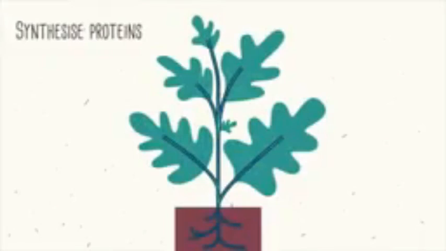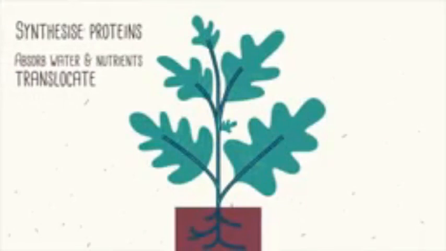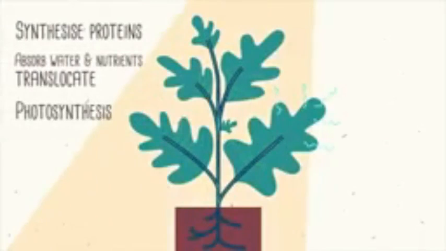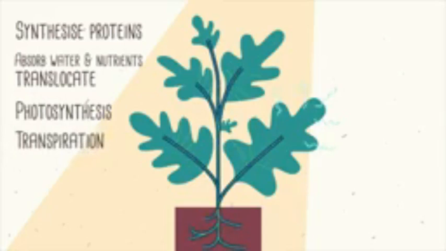Synthesize proteins in order to grow, absorb water and nutrients and translocate them to where they are needed, perform photosynthesis and lose byproducts through the roots and through transpiration, and reproduce in order to bear fruit or seeds.